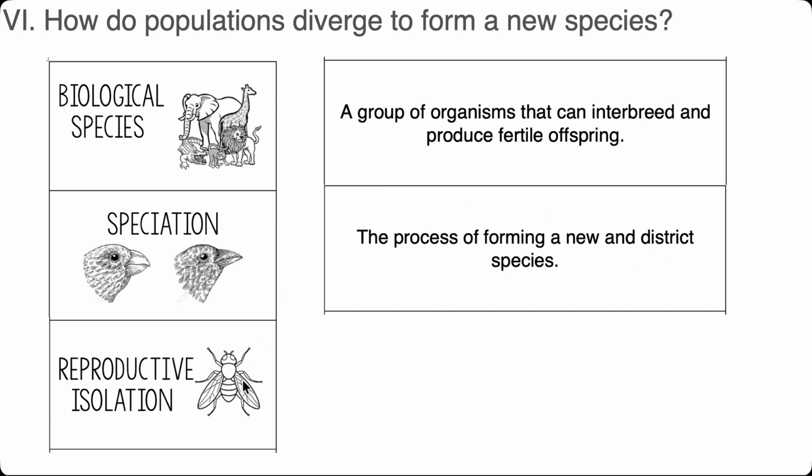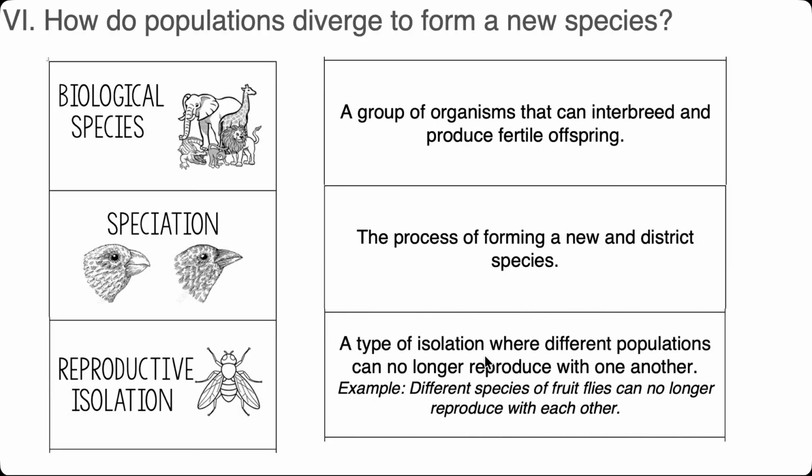Reproductive isolation. That is a type of isolation where different populations can no longer reproduce with one another. An example of that would be we have different species of fruit flies. They're no longer able to reproduce with one another. Reproductive isolation is one of the types of isolation that we're going to be giving examples of and talking about.